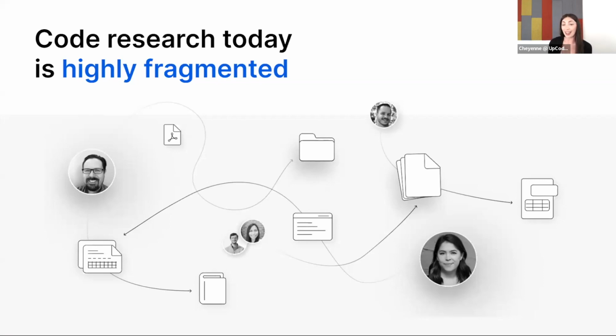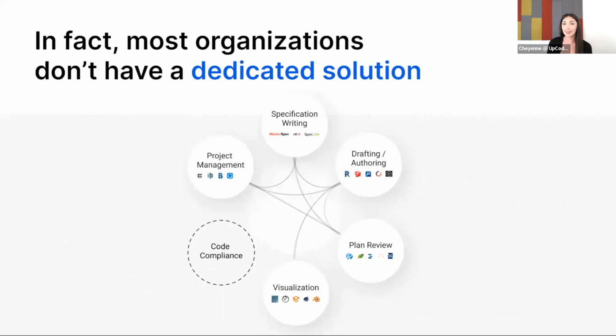And then after all of that, trying to communicate your code research to external stakeholders on a given project can also be tricky. Most organizations don't have a dedicated solution for code research and compliance. There are a wide range of dedicated solutions for project management, specification writing, drafting, authoring, plan review, and visualization, but there isn't a compelling solution out there for code compliance.